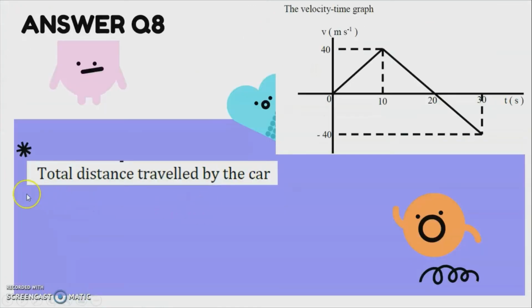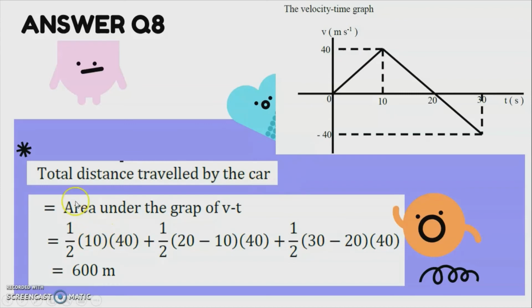Last kali, dia suruh cari total distance travel. Tadi kita dah sketch VT graph. So, untuk cari distance travel, area under VT graph. Okay, so just kira sahaja. So awak dapat 600 meter.